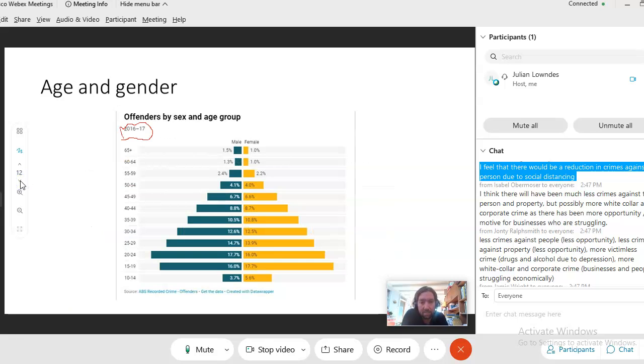Here we're looking at the proportion of offenders based on sex and age. I suppose the main thing to mention here is that for both male and female, a higher proportion of offences are committed in the younger age bracket, and then there's a tailing off as people get older.